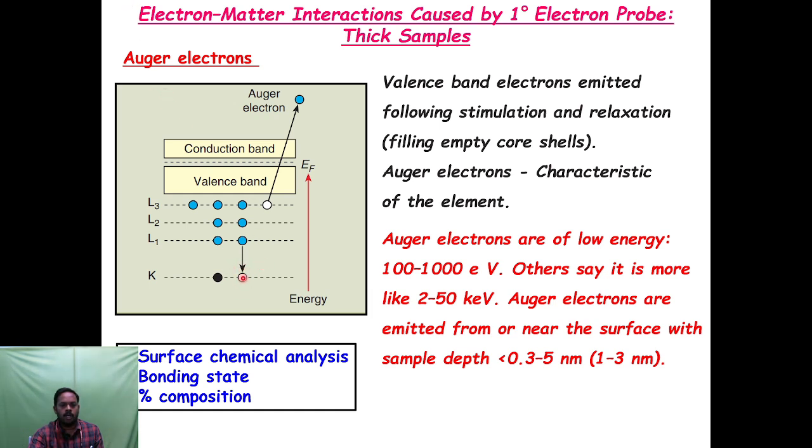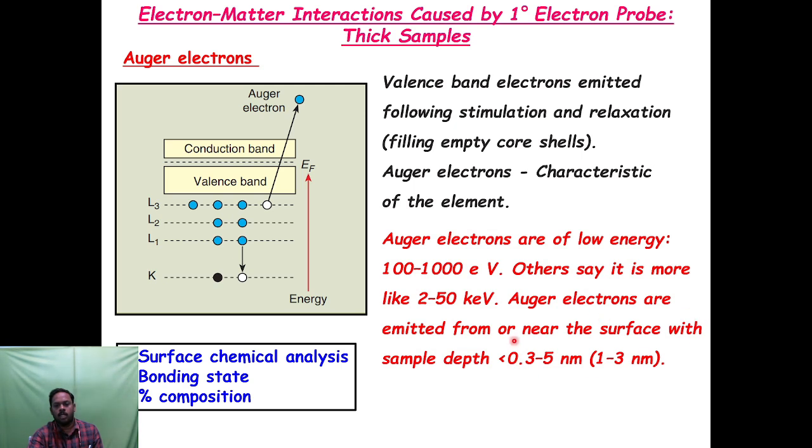After creating the vacancy, the immediately higher energy electron will try to fill up this vacancy. When this process happens, some amount of energy will be released. That small amount of energy is enough to eject an electron from the outermost shell. That ejected electron is called the Auger electron. The Auger electron will have an energy of 100 to 1000 electron volt, and some books may give 2 to 50 kilo electron volt.